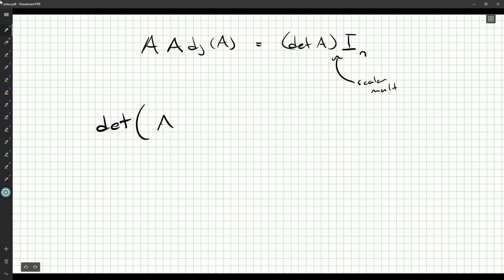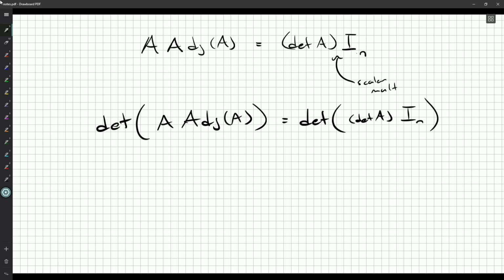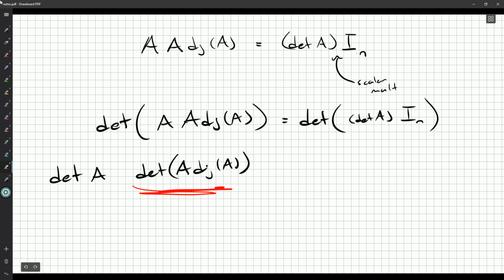If we apply the determinant to both sides, we've got a matrix product over here on the left, and we've got a scalar multiplication over here on the right. It's going to be hard to keep track of all these determinants. So on the left, well, we know that the determinant of a product is the product of the determinants. And the reason I do this is because, well, look what we've got over here. The determinant of the adjoint, which is exactly what we're looking for. Now we also have the determinant of A over here. But what happens on the right-hand side? Well, we've got a scalar multiplication.